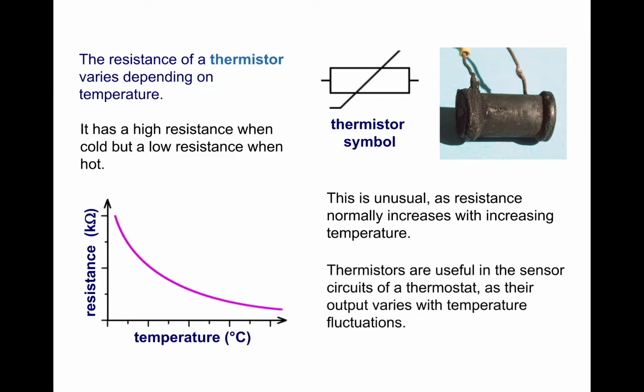So thermistors are useful in the sensor circuits of a thermostat, as their output varies with temperature fluctuations. A thermostat is the device that controls temperature in your house or in a place of work or a school. Okay, let's move on.